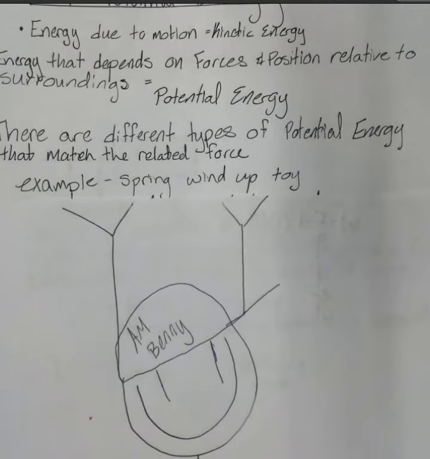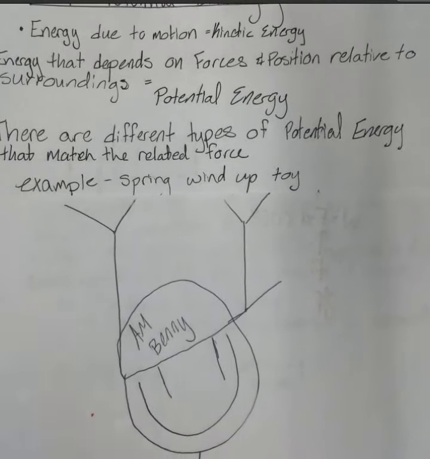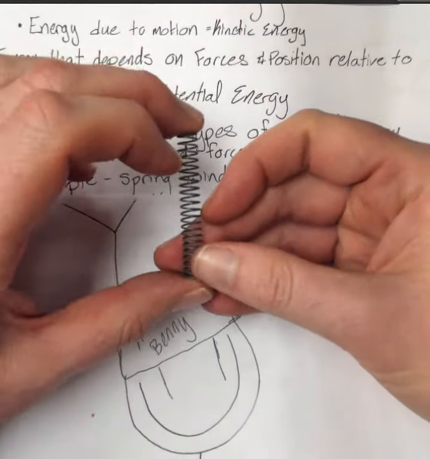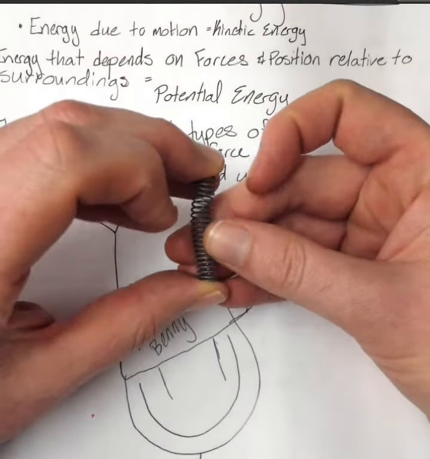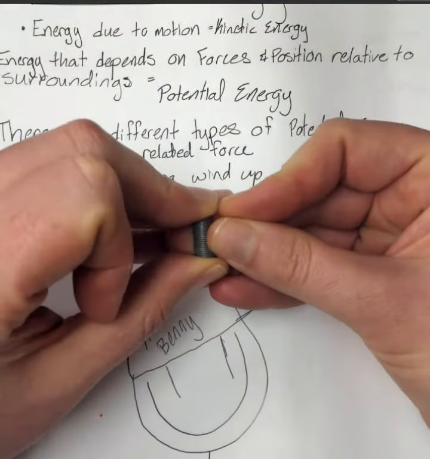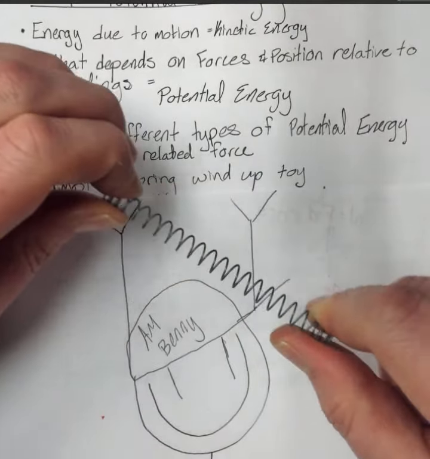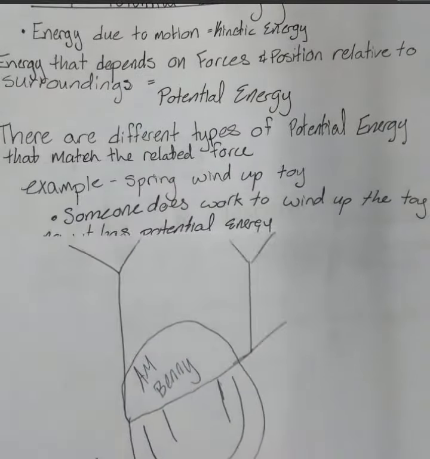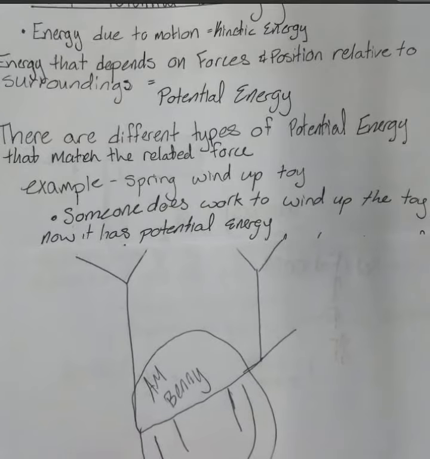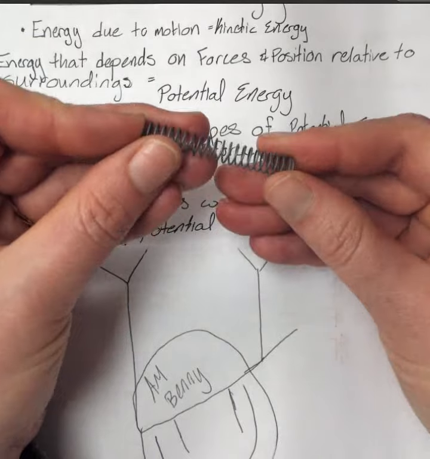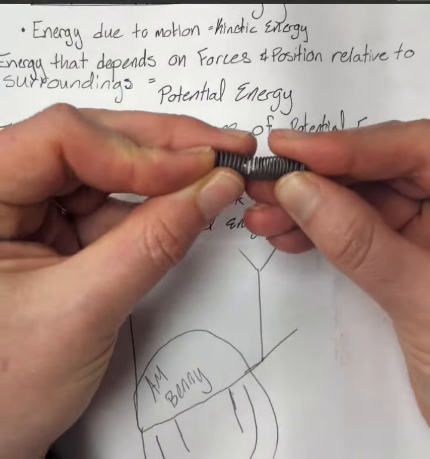So I did say that elastic potential energy was one example. So here we can take a look. An example of potential energy would be the wind-up toy. You see, a wind-up toy has a spring in it, and when you wind that toy up, you compress the spring, or you stretch the spring out. Either way, someone is doing work to wind up that toy. Somebody is applying a force, and that force is getting applied over a distance.